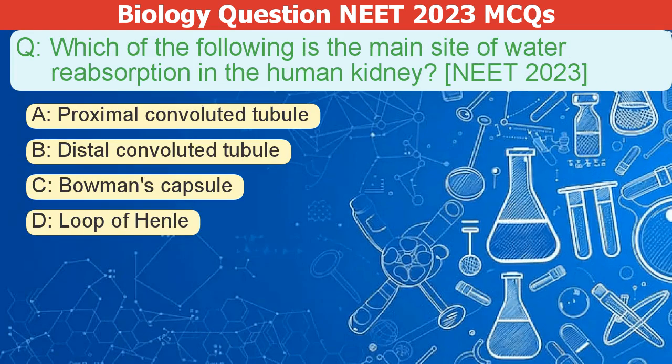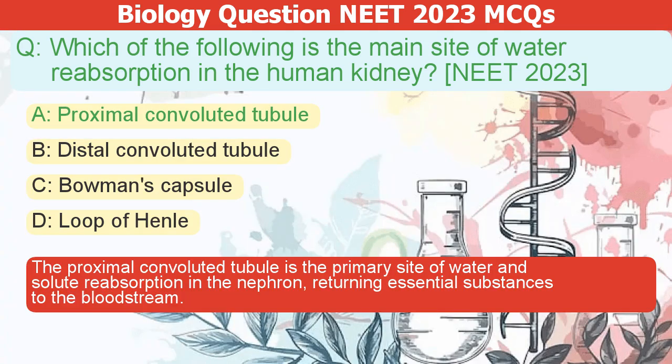Which of the following is the main site of water reabsorption in the human kidney? NEET 2023. A. Proximal convoluted tubule. B. Distal convoluted tubule. C. Bowman's capsule. D. Loop of Henle. The correct answer is A. The proximal convoluted tubule is the primary site of water and solute reabsorption in the nephron, returning essential substances to the bloodstream.